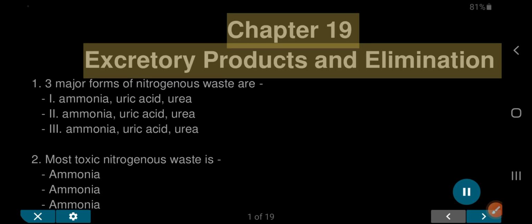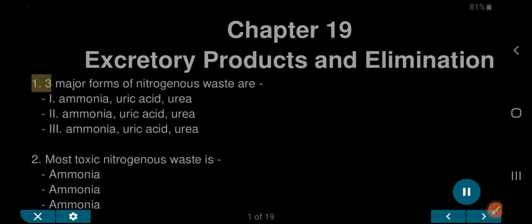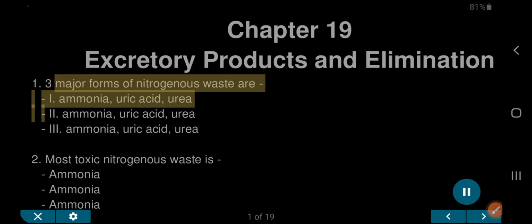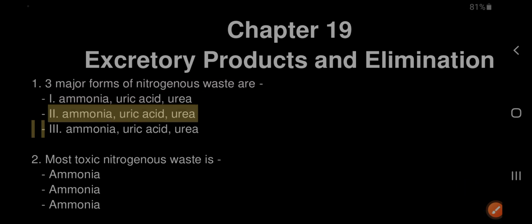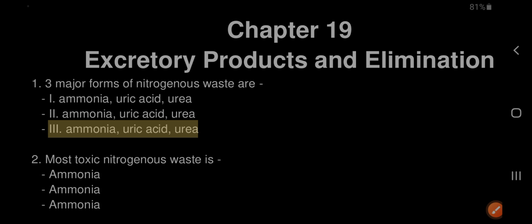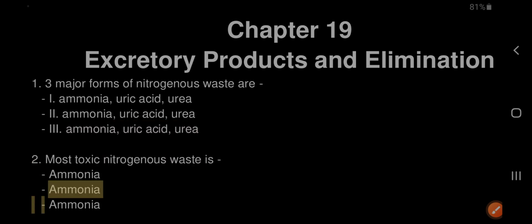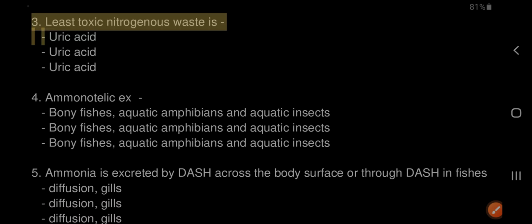Chapter 19, Excretory Products and Elimination. 1. Major forms of nitrogenous waste are ammonia, uric acid, urea. 2. Most toxic nitrogenous waste is ammonia. 3. Least toxic nitrogenous waste is uric acid.